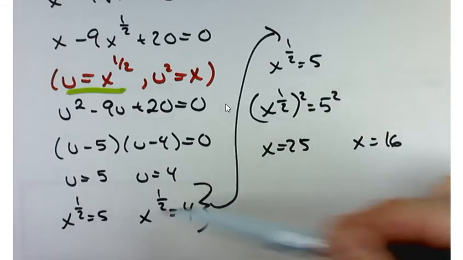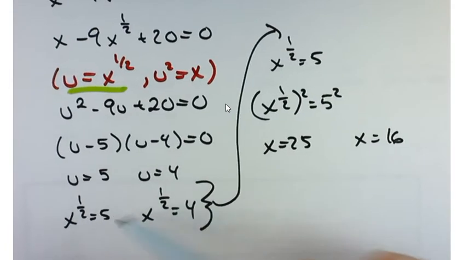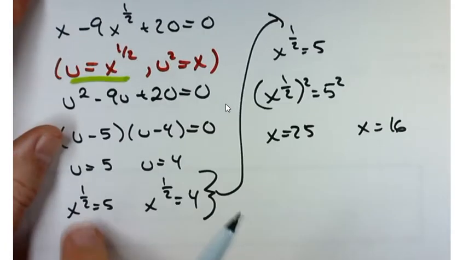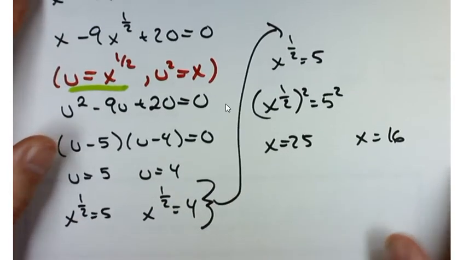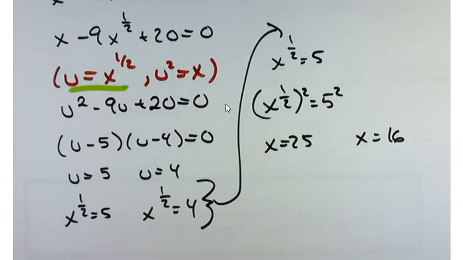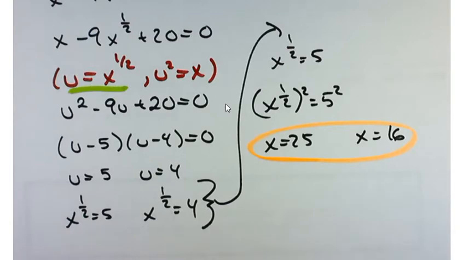Technically, you've got to check these answers. Make sure that the square root of 16 is 4, the square root of 25 is 5. If I had a negative number here, then it wouldn't check in these equations. But here we're okay. So I got two solutions, 25 and 16. Yay. All right, cool. Thank you.